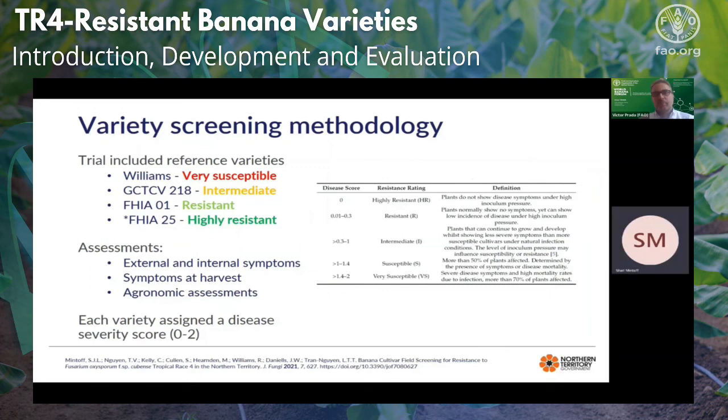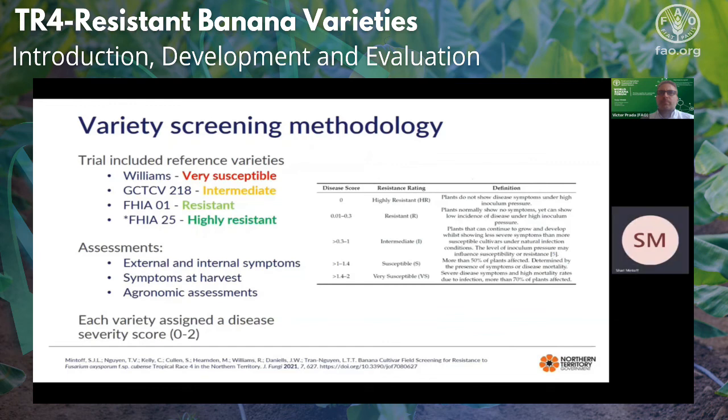For the initial trials, we had the Williams Cavendish, which we deem very susceptible, and that's important because it's our industry standard in Australia. For our intermediate, which is not quite resistant and not quite susceptible, is GCTCV218, which is Formosana. That one's quite important because we know how well it does overseas in field trials in Southeast Asia and, more recently, in Africa, and how productive it can be with minimal losses in fields infested with TR4. So for us, that variety is the acceptable minimum level of resistance that we want. Anything that matches or does better than Formosana is something we want to look at.